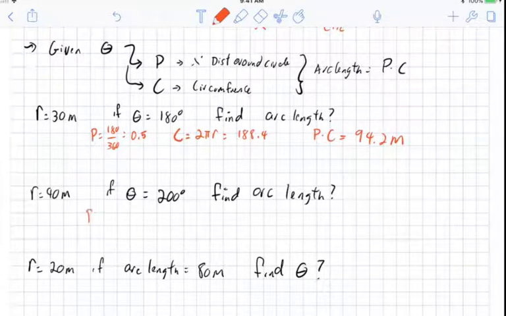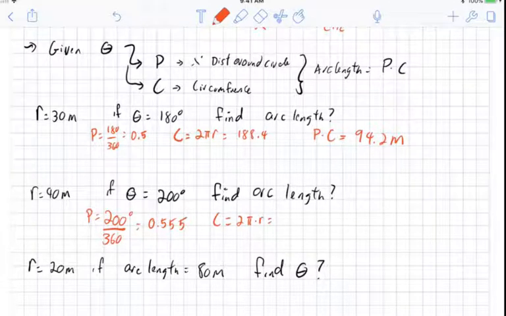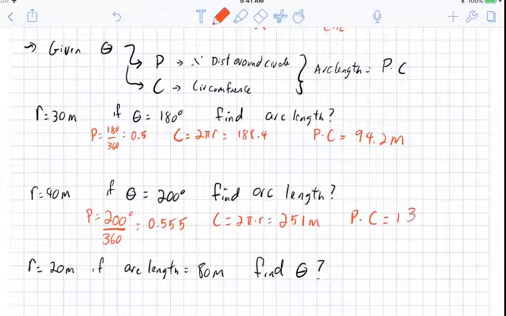The percentage around the circle that I've gone is 200 degrees divided by 360. 0.555. The circumference around the circle is 2 pi r. So it's 2 times pi times 40. So that's 251 meters. P times C is equal to 139.4 meters.